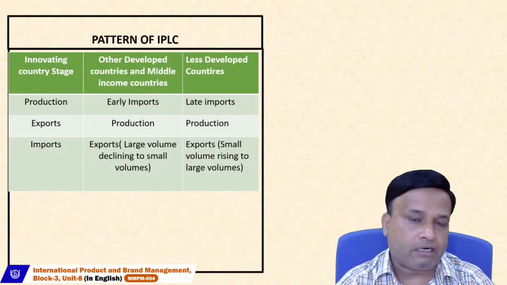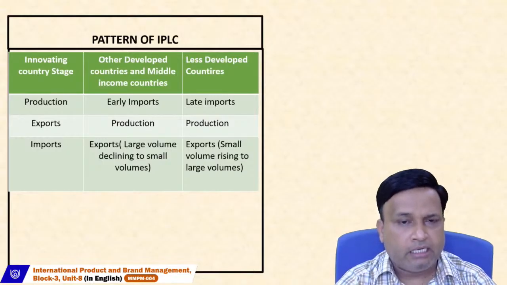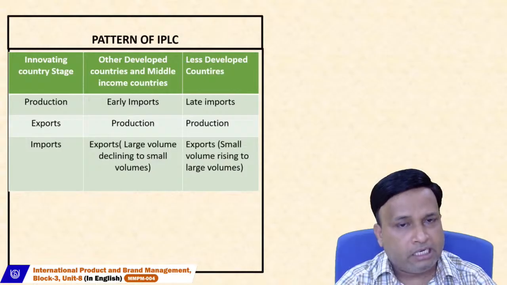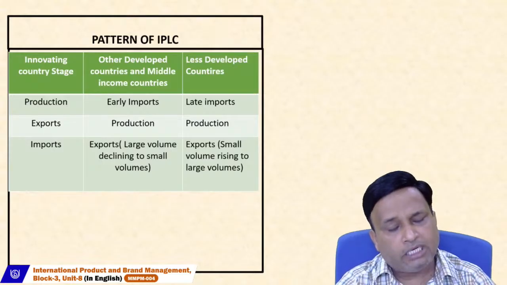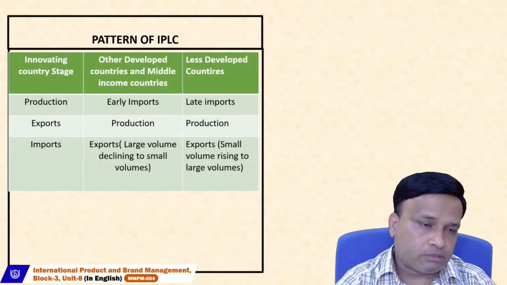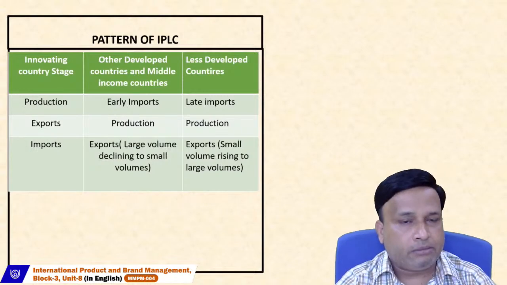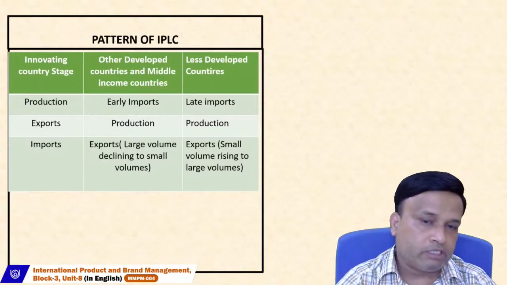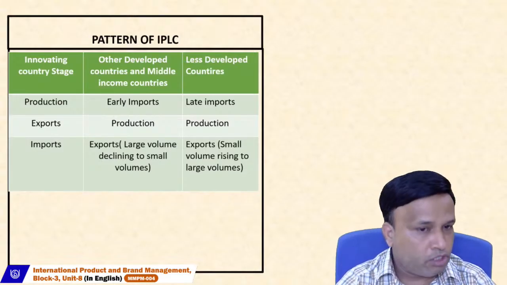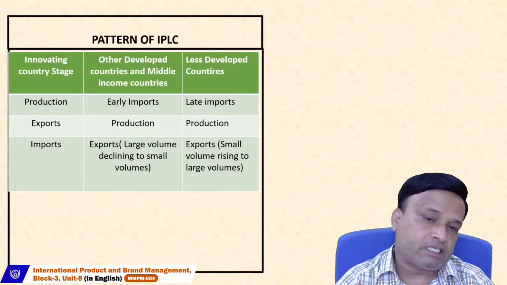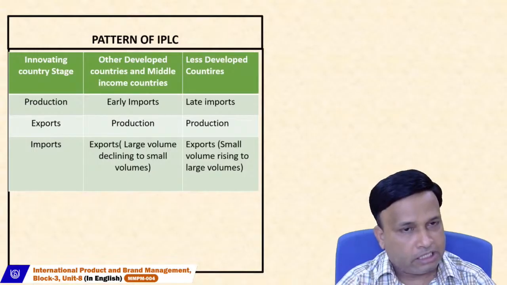That is because, since the research and development expenditure is too high, the less developed countries cannot afford this product. That is why they become the importers. As far as exports are concerned, the developed countries become the production unit. Less developed countries later become the production units when the product becomes generic. Imports and exports: large volumes declining to small volumes, and small volumes rising to large volumes. That is the difference for the developed countries.